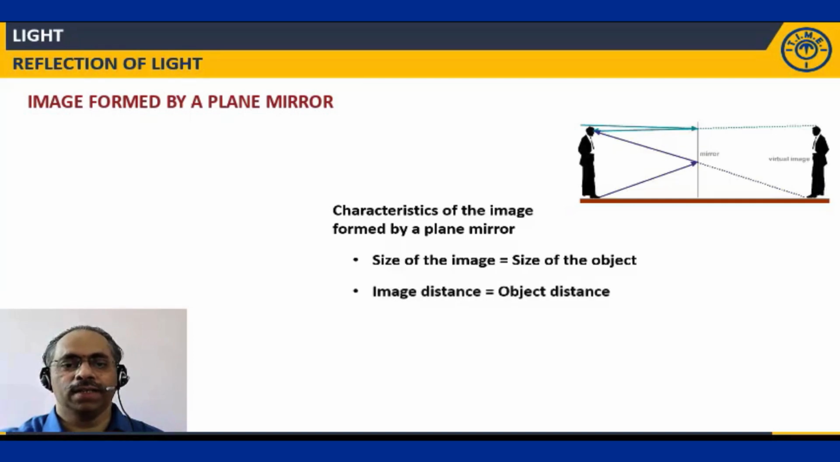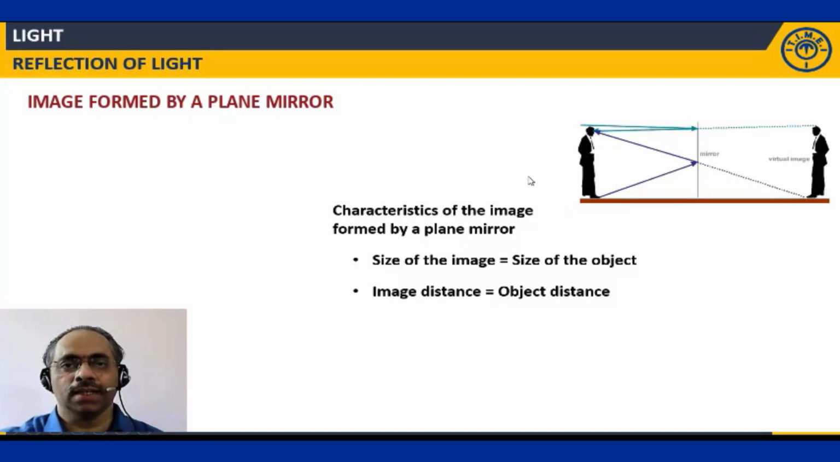Right? In the same way, the image distance is equal to the object distance. When I say image distance and object distance, what is the reference point I am considering? I am considering the mirror itself as the reference point. The distance of the image from the mirror is equal to the distance of the object from the mirror. The distance of the object from the mirror is known as the object distance, and the distance of the image from the mirror is known as the image distance. So these two distances are equal.